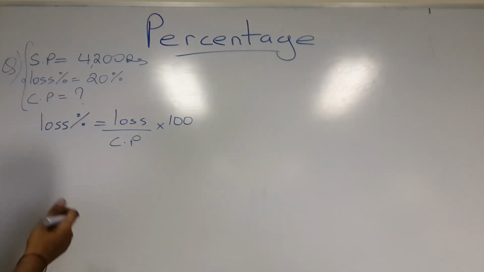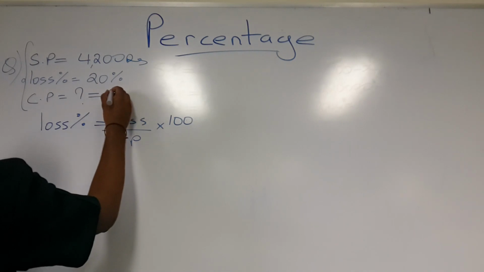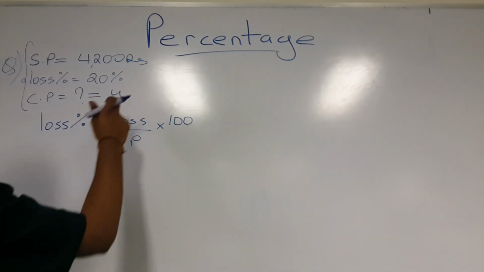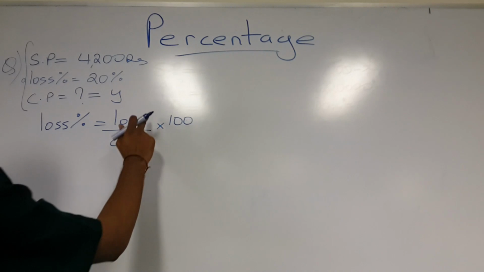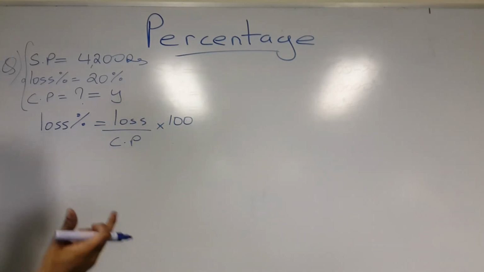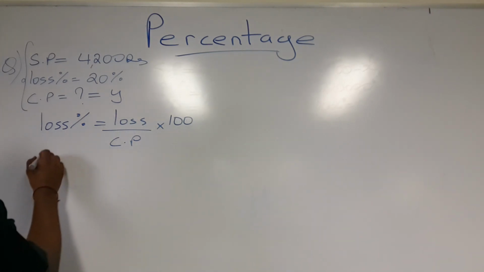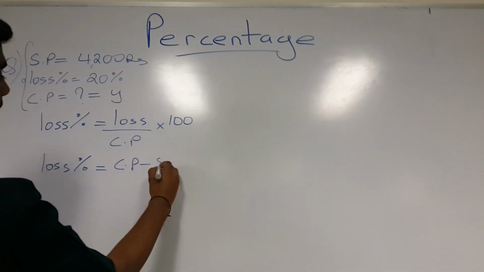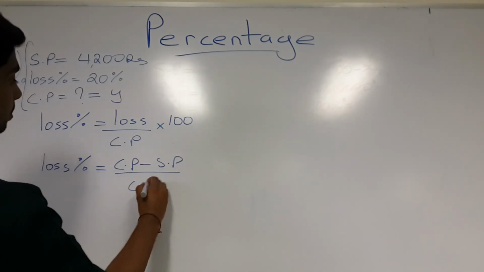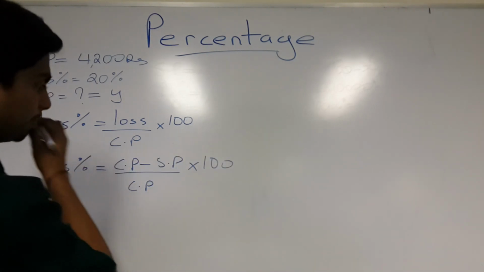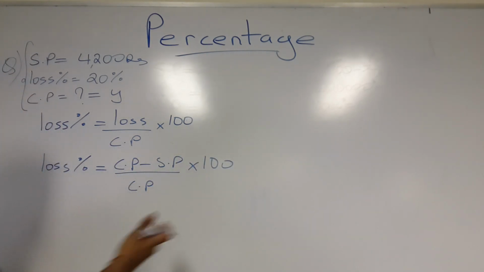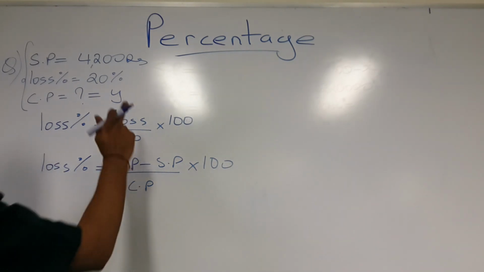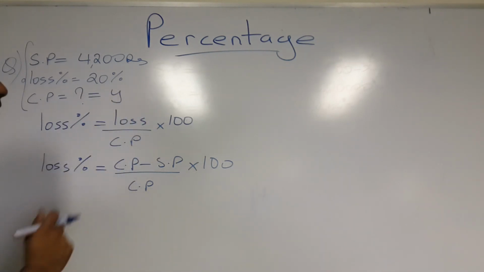Now since we are finding CP, in this scenario let us call CP as Y. So since we are finding for CP, we have to somehow change this loss into something which has CP. So loss we know is CP minus SP. So we have loss percent is equal to (CP minus SP) over CP times 100. So again from the last question, it's very similar to the last percentage question, but instead of profit percent we have loss percent now.